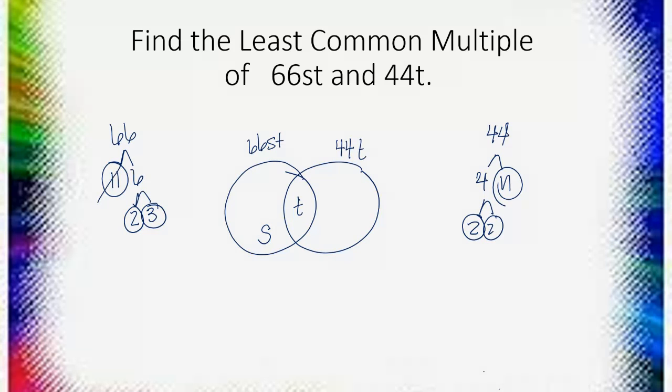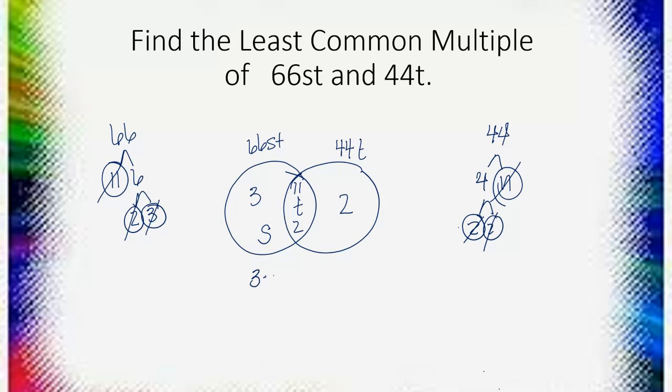Both of them have an 11, so I'm going to put that in the middle with the T. Both of them have a 2, so I'm going to put that in the middle. The 66 has an extra 3, and the 44 has an extra 2. Remember, if I was looking for GCF, that would be this middle portion. But because I'm looking for least common multiple, I'm going to multiply everything.